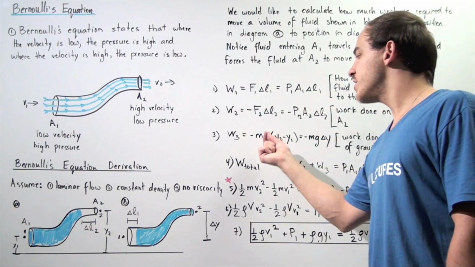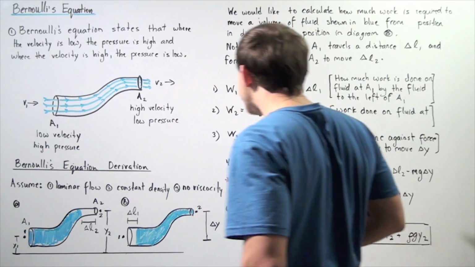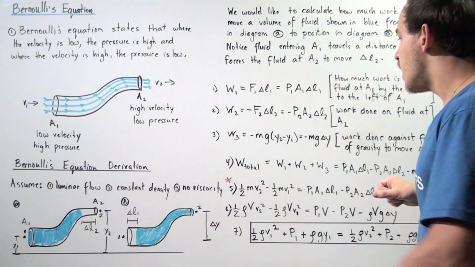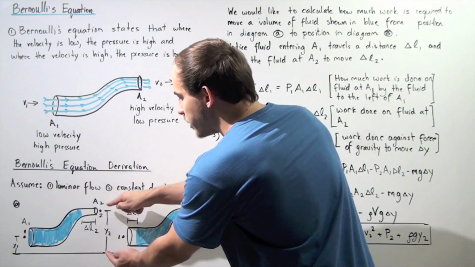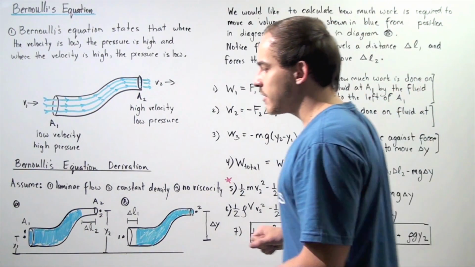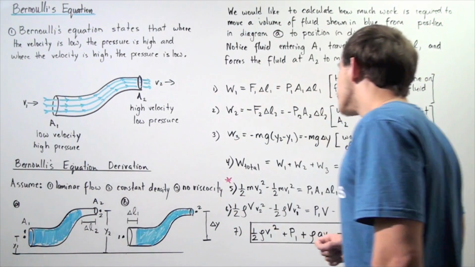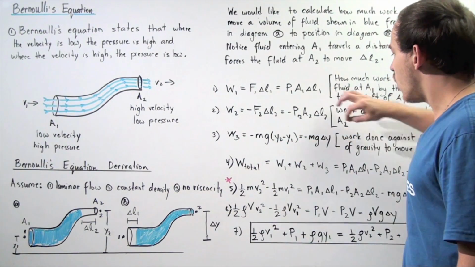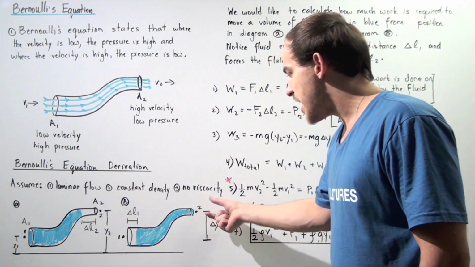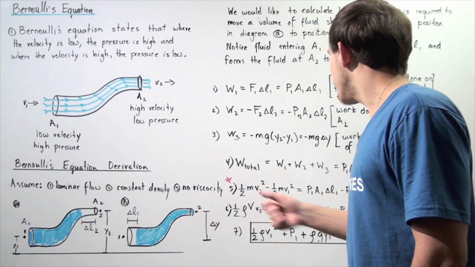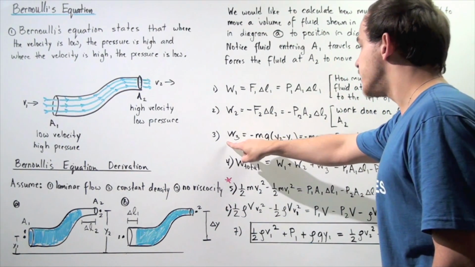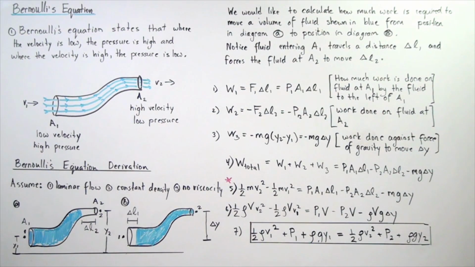negative m times g, where m is simply the mass of this entire region of fluid, multiplied by y2 minus y1, where y2 is simply the vertical distance from the ground at point 2, and y1 is simply the vertical distance from the ground at point 1. So let's say that y2 minus y1 is simply change in y. It's the vertical distance between point 1 and point 2 shown by this region. So once again, W3 is the work done against the force of gravity to move our volume a vertical distance of change in y.